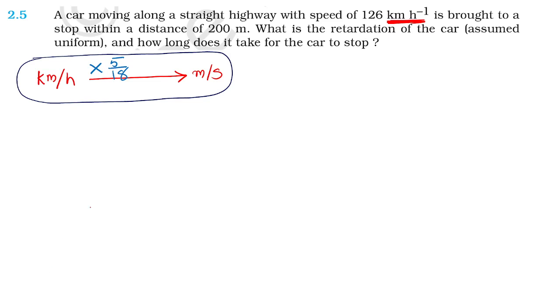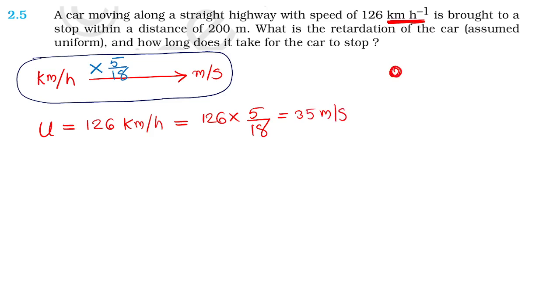A body has the initial velocity u equal to 126 km per hour. Must be converted to meter per second. Multiply with 5/18. What is the value? Let me check it. 126 into 5 divided by 18 will be 35. Initial velocity is 35 meter per second.